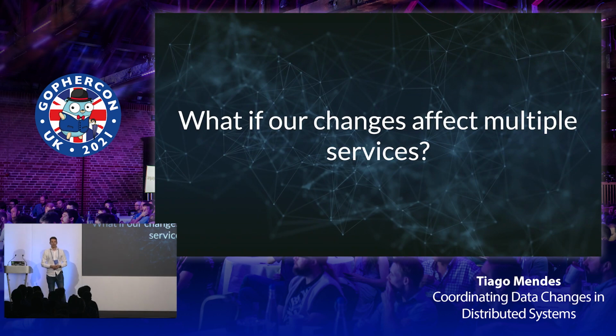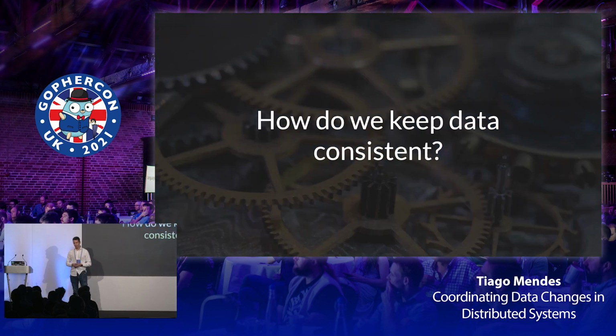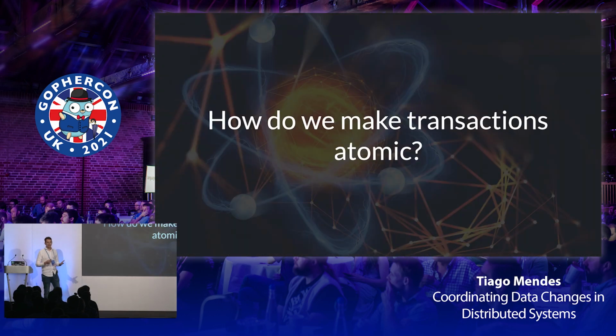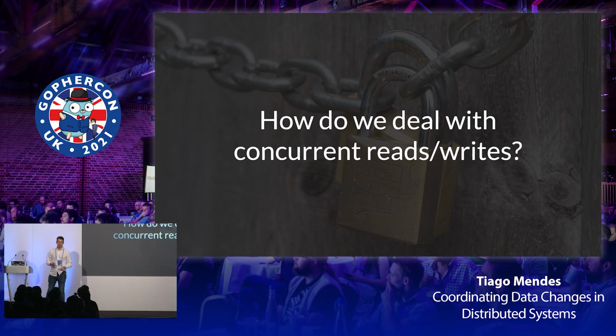What if our changes affect multiple services? And you need to guarantee that your data is kept consistent throughout these services. How do we make our transactions atomic when databases are spread throughout networks in different services holding different data? And how do we deal with concurrent reads and writes, where services are constantly talking to each other, constantly making changes, and we need to guarantee that our data is not corrupted?